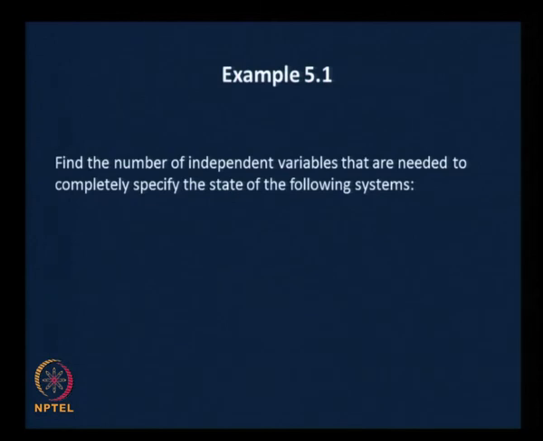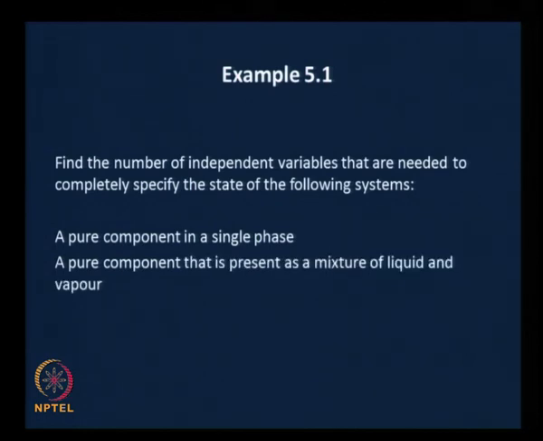To get more comfortable, let us do this example. Find the number of independent variables that are needed to completely specify the state of the following systems: a pure component in a single phase, that is the first system; a pure component that is present as a mixture of liquid and vapor. Please take about 10 minutes. We have done a few things till now in this particular class. Please take a few minutes, go back and see what we have done and see what you need to solve this particular example. Take about 10 minutes for that. I will come back and tell you the solution. Go ahead, please.